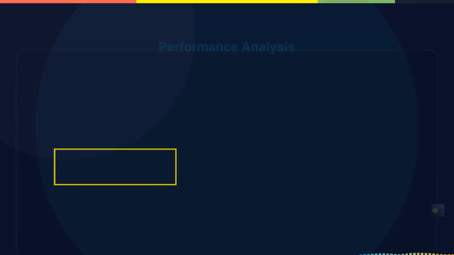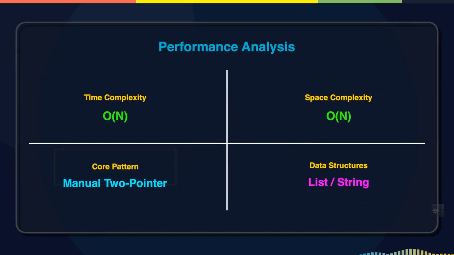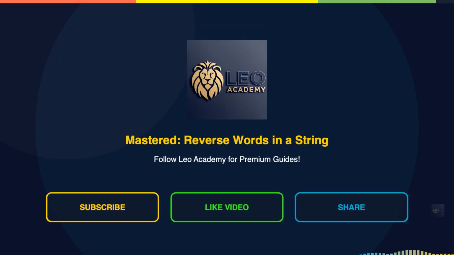Pure logic. Looking at the complexity, the time complexity is O of n, where n is the length of the input string. We traverse the string once to extract words, and once more to build the result. The space complexity is also O of n because we store the individual words in a list. This is the same efficiency as the built-in approach, but now you truly understand the mechanics. And that is reverse words in a string mastered without any built-in functions.